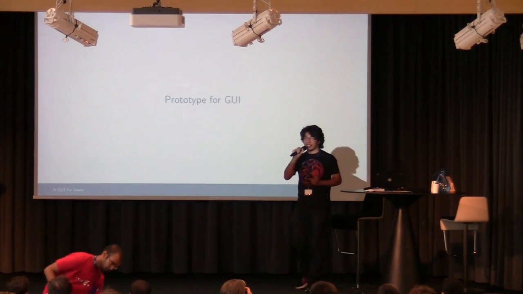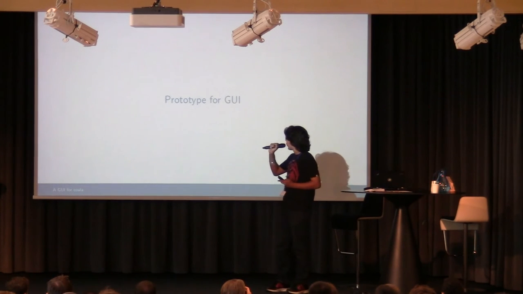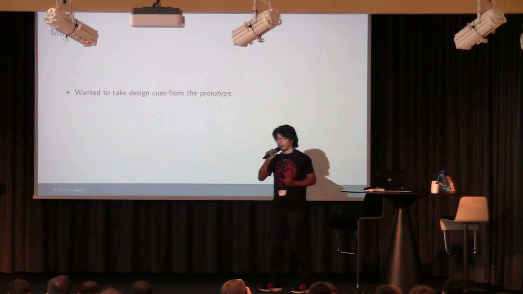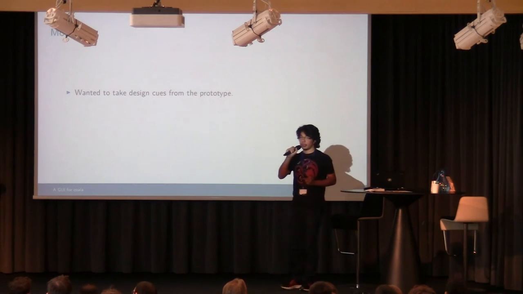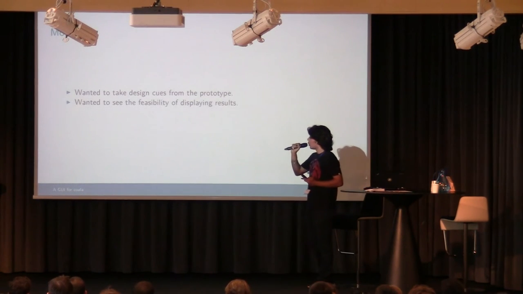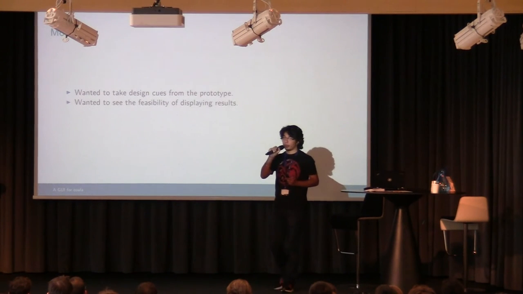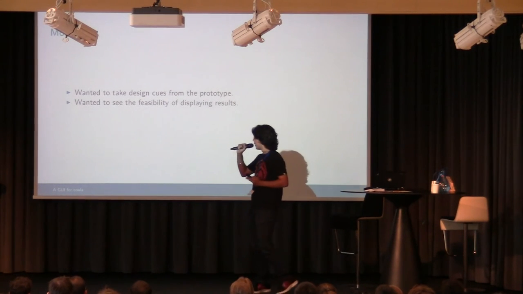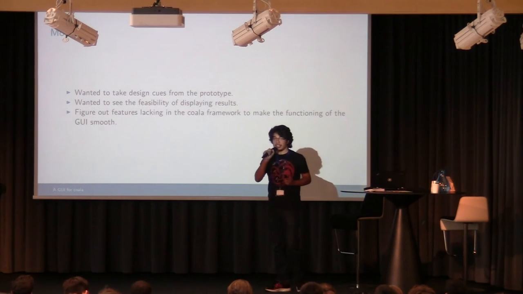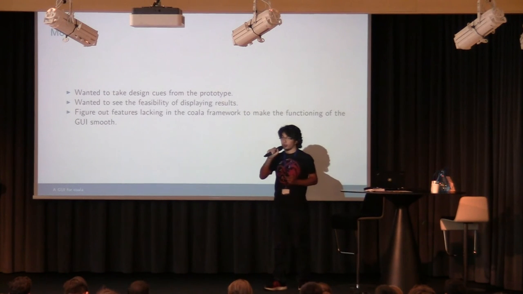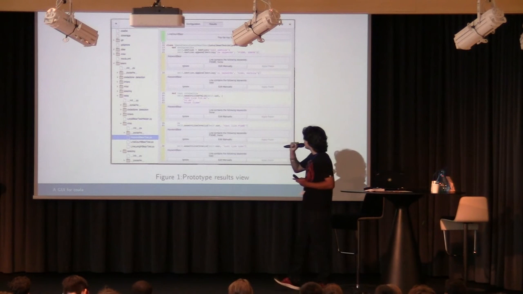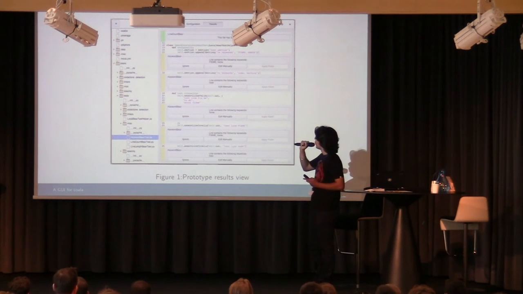So I started my work with designing a prototype. The motivation for a prototype was that when we started, we really did not know where we wanted to take this GUI and what features we wanted in it. We also wanted to see if we can pull data from Koala and display it in a GTK-based GUI. And every day during the design of the prototype, we made new feature decisions that have been added. So this is the results view in the prototype.